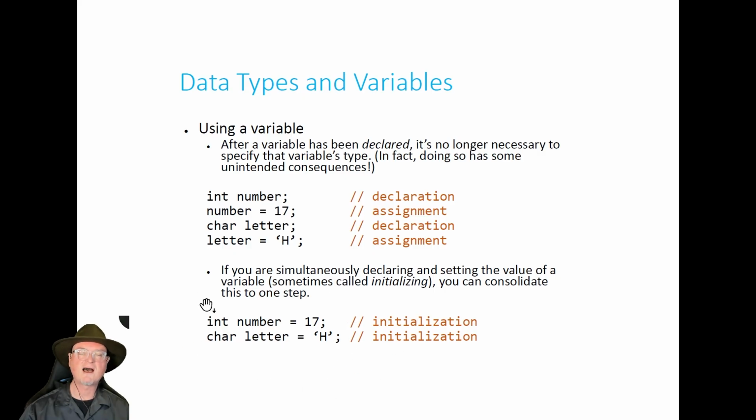This is probably the most common way to do it if you're using one-off variables in for loops or just in a little part of your program.